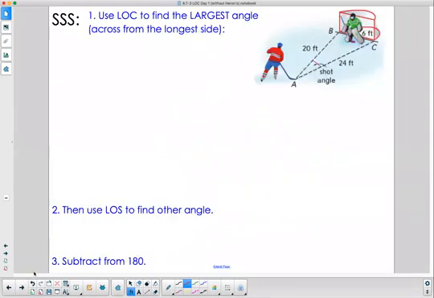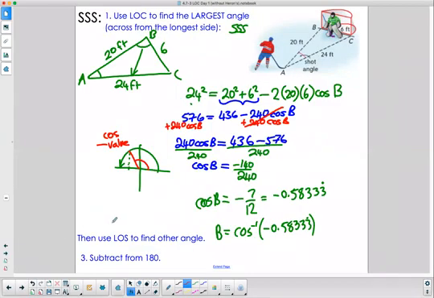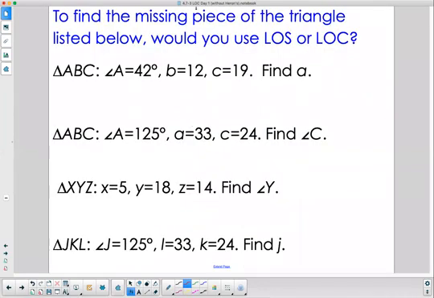Are we nearly finished? We've gone through all that. Okay, to find the missing piece of the triangle listed below, would you use law of sines or law of cosines? Let's have a look at these. Find A. If I've got triangle ABC, I've been given one angle. I've been given side B and side C, so I haven't been given side A. I do know B is 12 and C is 19. I have been given side angle side. If you've been given side angle side, you're going to use the law of cosines.